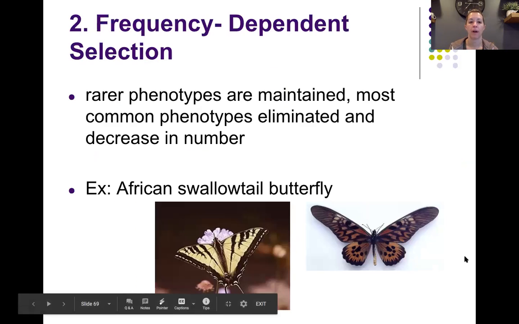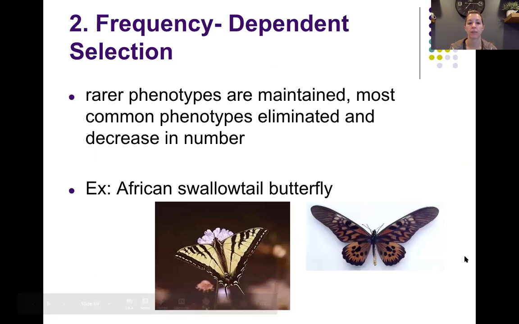Here's a second type of selection that we're going to look at. This is frequency dependent. This is where rarer phenotypes are maintained. Most common phenotypes become eliminated and decrease in number. So the example here is the African swallowtail butterfly. So this is our disruptive selection. There is this butterfly that mimics poisonous butterflies. So it looks like what we call the mocker swallowtail. And there's a specific banding pattern that intermediates are selected against.